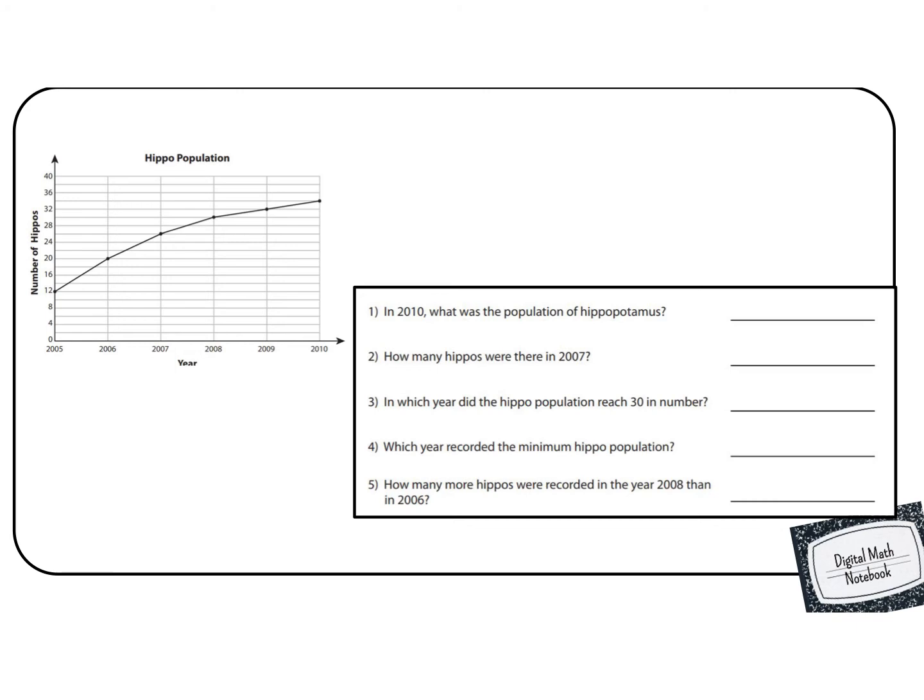All right, guys, this graph is in your digital math notebook. In this graph, we're looking at the hippo population over a course of years. We're looking at what happened to the hippo population, and our goal is to be able to describe the hippo population by answering some questions. So our first question says, in 2010, what was the population of hippopotamus? So let's go over to 2010, and then let's go all the way up to our point here.